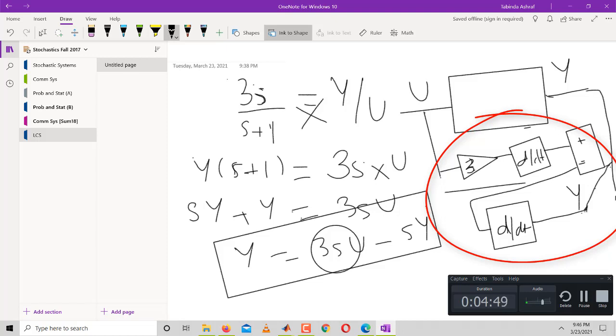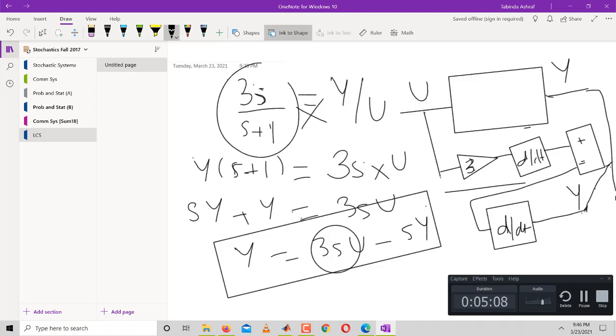So this means that y of s passing through a derivative block is being subtracted from u of s with a gain of 3 passed through a derivative block, with a sign of addition here. So this is the same as implementing the transfer function 3s over s plus 1.